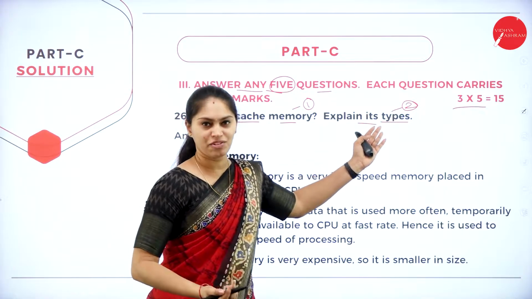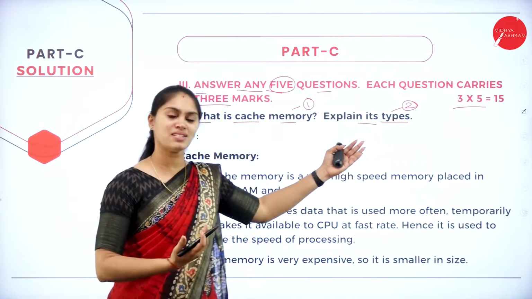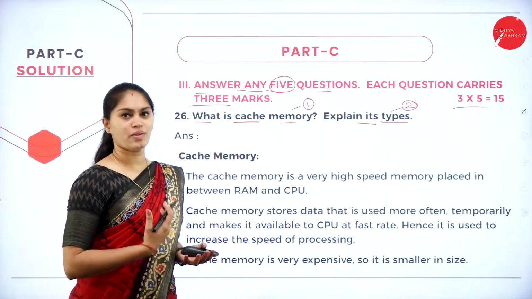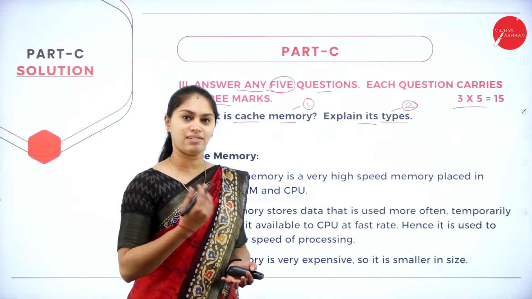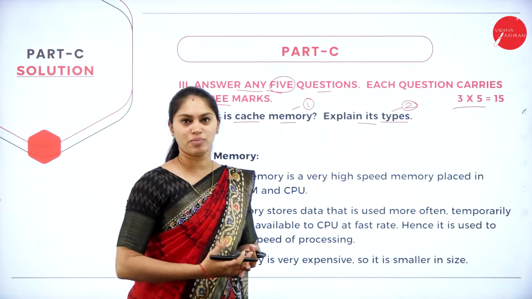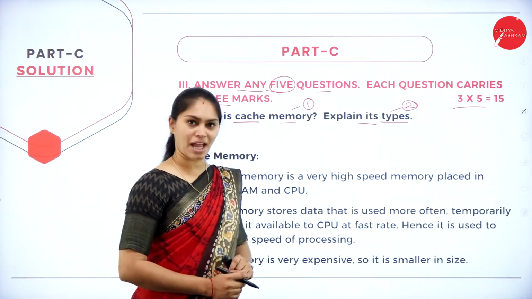So don't get confused regarding the types. Types is nothing but its levels. When we are working with cache memory, there also we have 3 types of levels: Level 1, Level 2, Level 3 cache memory. That is nothing but its types itself.